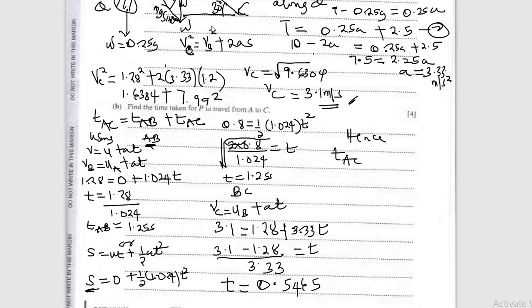Hence, time between A and C, add them together, that will be 1.25 plus 0.5465. So time between AC we give 1.7965, approximately 1.80 seconds.